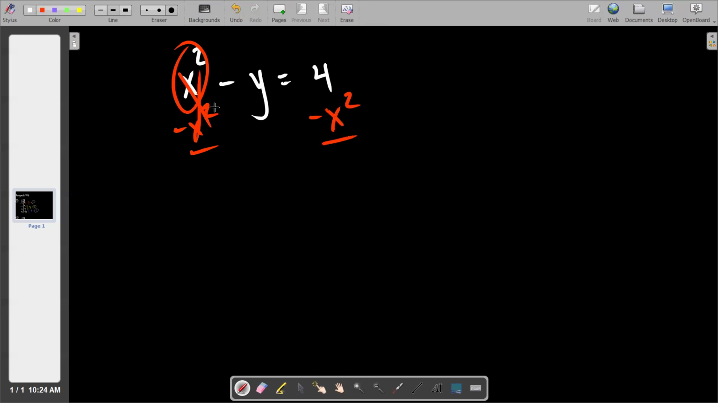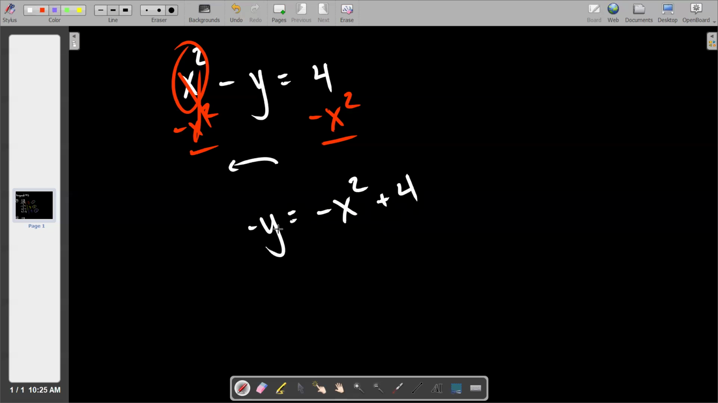So what's left on this left side over here? Negative y equals negative x squared plus 4. Is y by itself? No. How are we going to get it by itself? Plus y? Nope. We're going to divide.